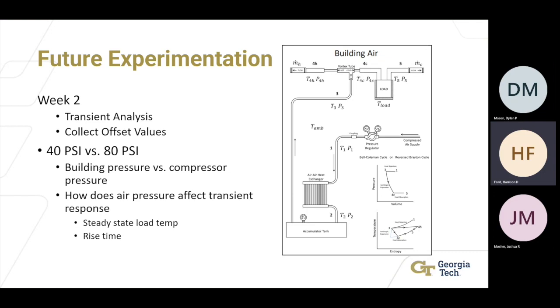One will be using the compressor at as close to 40 psi as we can possibly get using the voltage to pressure calibration equation. After this, we'll be using the building compressed air, which is going to be at 80 psi. In doing so, we'll be able to effectively compare how air pressure affects the transient response of the system. In particular, we want to examine how this pressure affects both the rise time and the steady state temperature of the response.